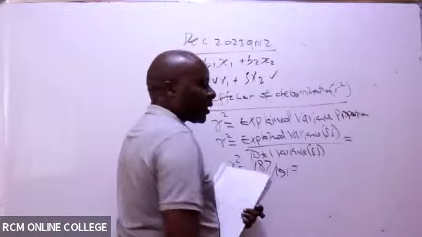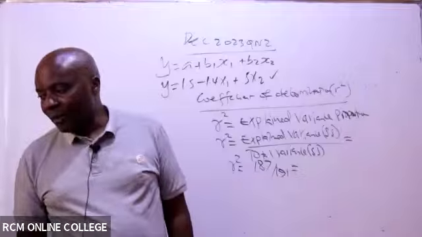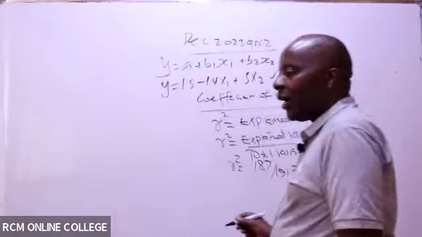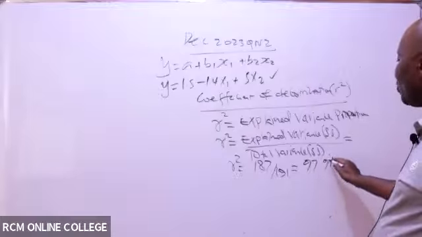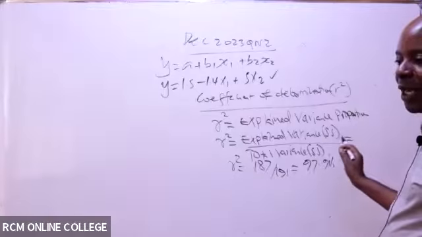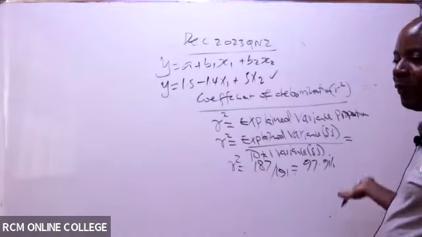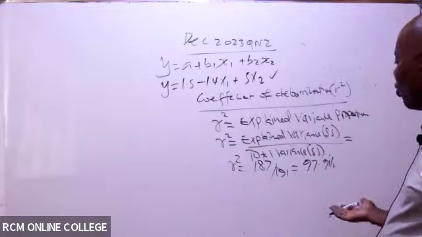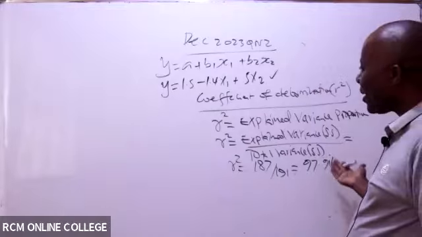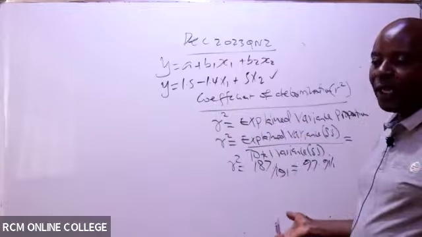Whatever answer I get, I multiply by 100. Mercy Korir has been able to give me 97.91%. So this is really a very high explanatory power. Don't look for other variables, because the variables that we have in the question are able to account for 97.91% of the changes in y. So that's a very, very good model.